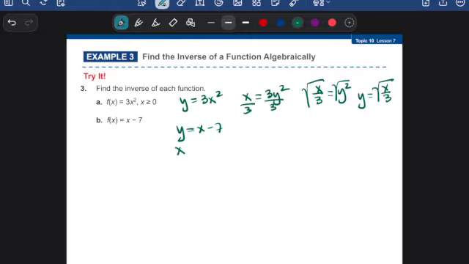Switch places with the inputs and the outputs, and then solve for y. This one was pretty easy. y equals x plus 7. There's our inverse function.